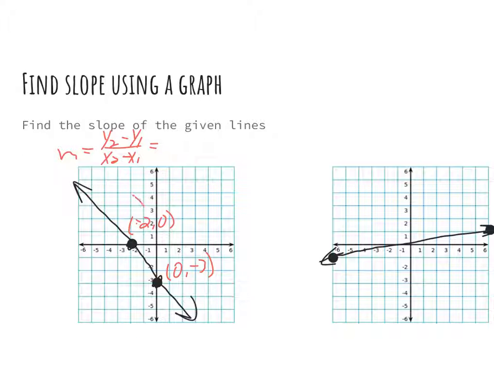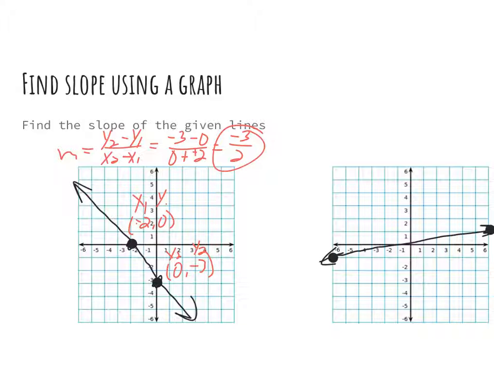Doesn't matter which way I go, so I'll go x1, y1, x2, y2. So I'd get negative 3 minus 0 over 0 minus a negative 2. Negative 3 minus 0 is negative 3. 0 minus a negative 2 is the same as 0 plus 2. So my slope is negative 3/2.